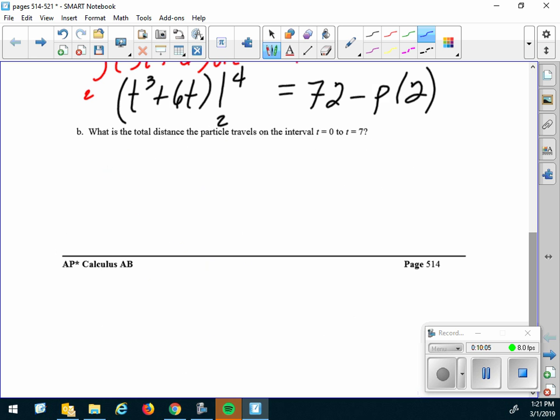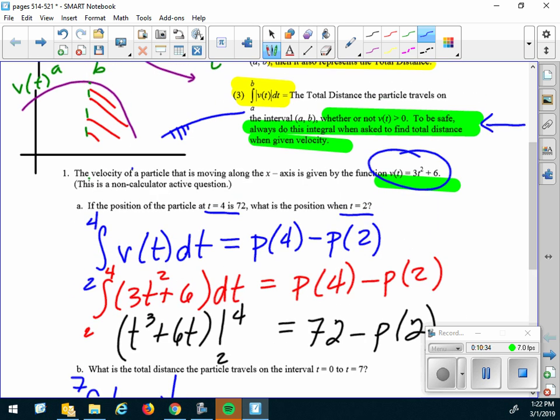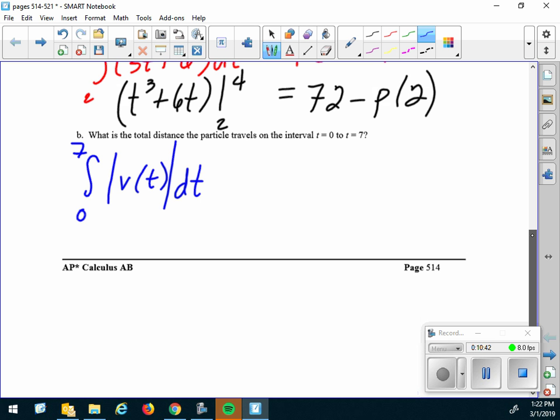What is the total distance the particle travels on the interval 0 to 7? If I want to find total distance from 0 to 7, then I'm going to integrate. Now I told you I didn't know how to integrate an absolute value by hand, and you don't. So he was a little sneaky when he told you this was a non-calculator question, so how are you supposed to do that? I want to show you something.